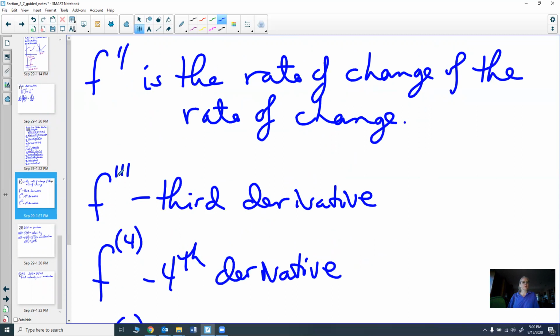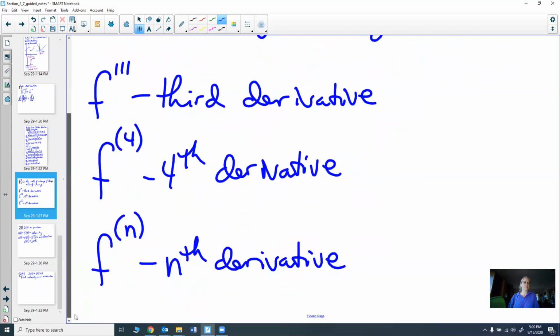We can also do a third derivative. You put 3 bars there, that would be the third derivative. The fourth derivative gets a little cumbersome counting how many bars there are, so we just start putting a little 4 inside parentheses. The fifth derivative would have a 5 up there. The sixth, the nth derivative would have a little n up there. So you can do that.